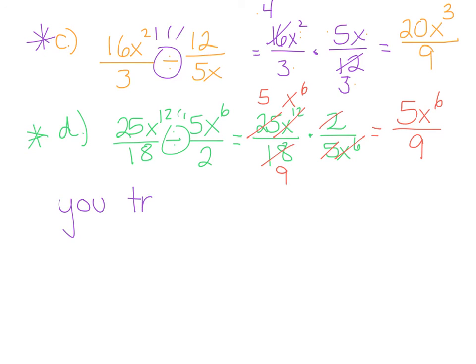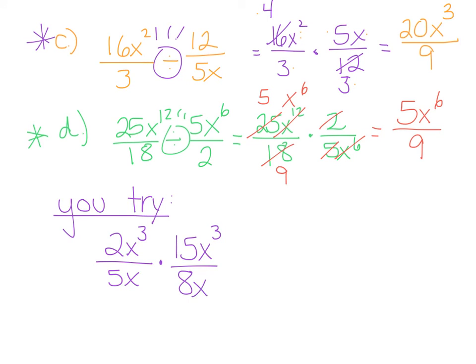You try the following. 2x to the 3rd over 5x times 15x to the 3rd over 8x to the 5th. Okay, that's one. You try that one. And you try 9x squared over 7 divided by, flashy, flashy, 6x to the 4th over 5.